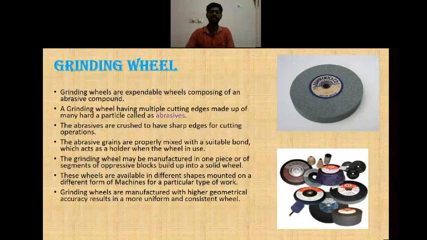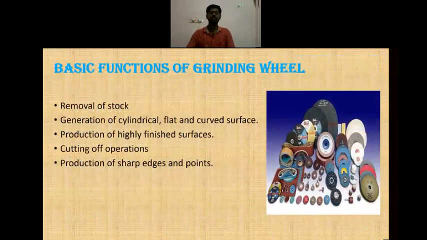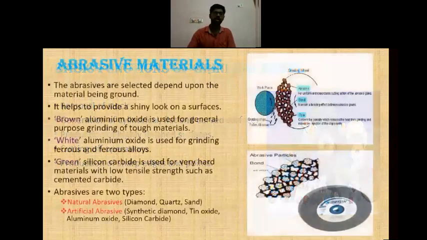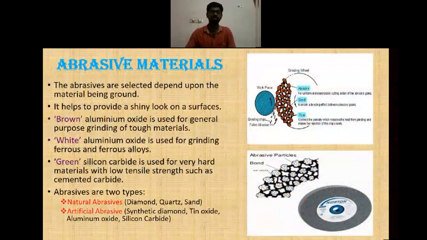The grinding wheels are expendable wheels composed of an abrasive compound. The abrasive grains are properly mixed with a suitable bond material which acts as a holder, and various shapes of grinding wheels are available. The basic function of grinding wheel will be removal of stock, cutting operations, production of sharp edges and points, and so on. Abrasive materials for grinding wheels are selected depending upon the material being ground.